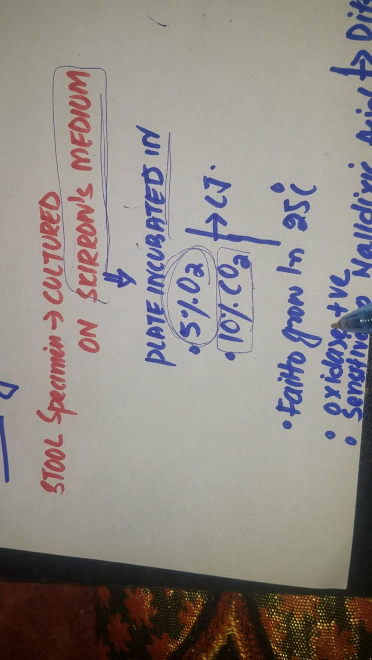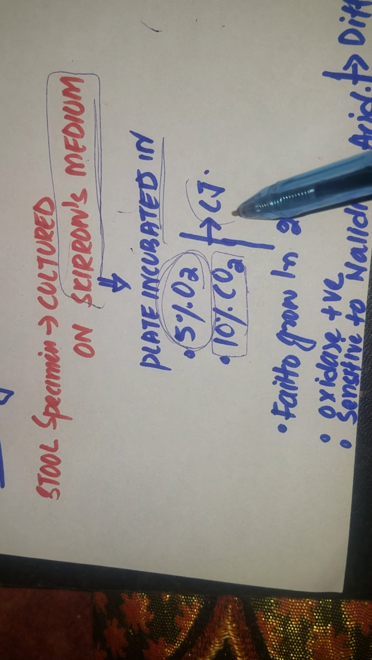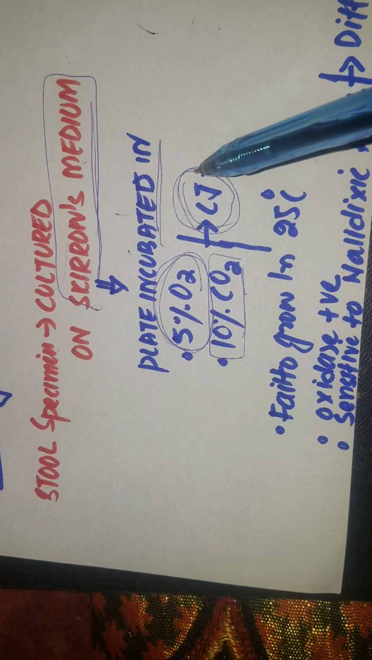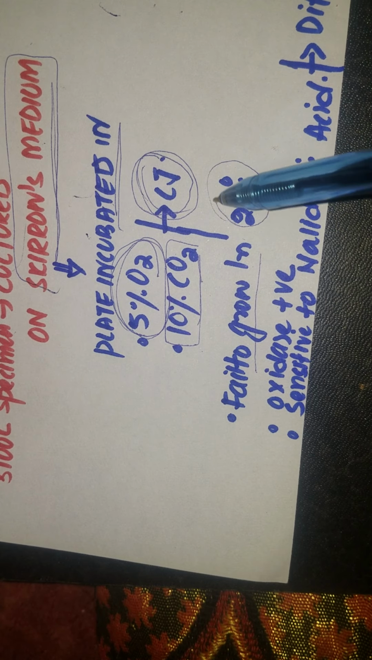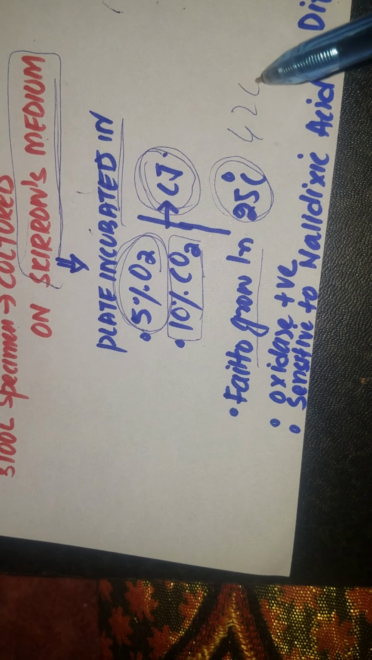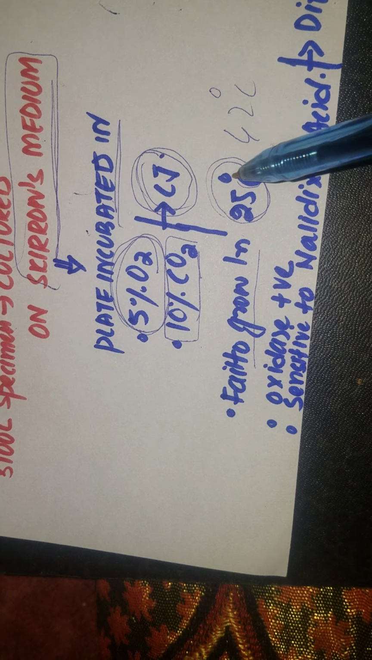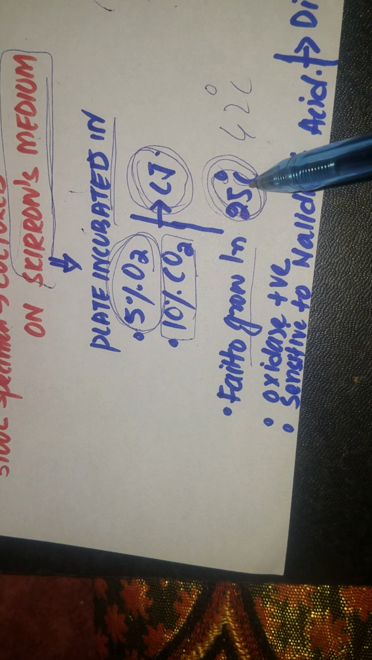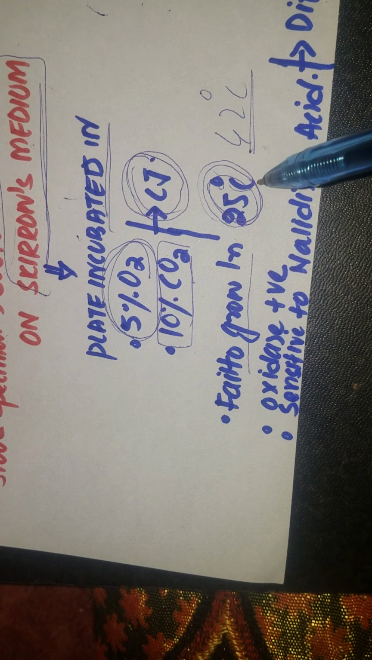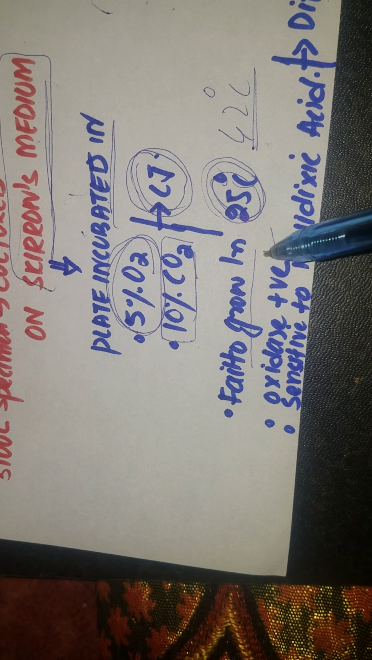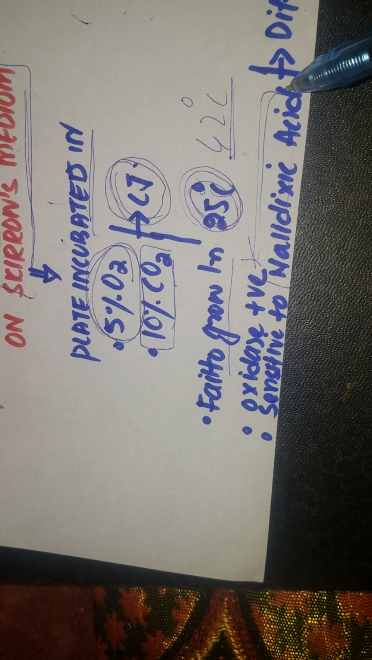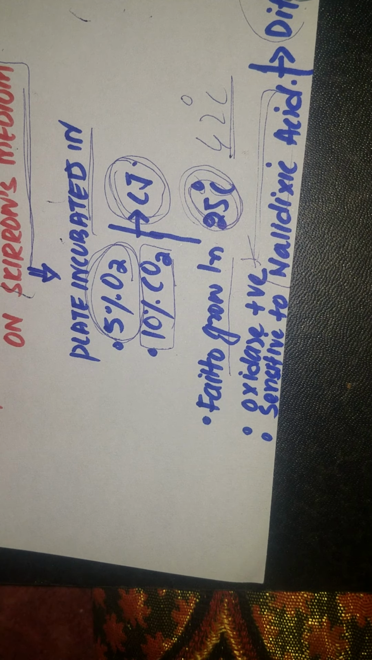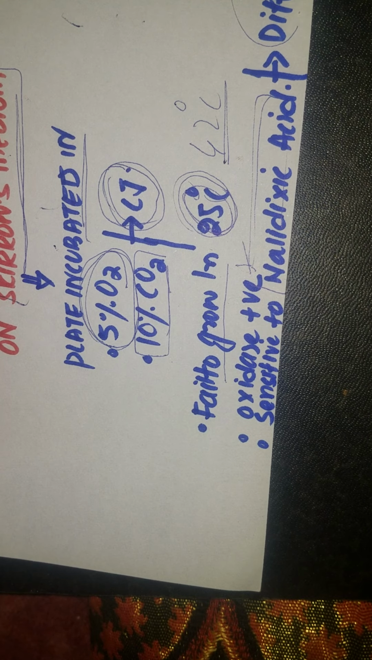The grown organism will be C. jejuni here. The organism will fail to grow at 25 degrees centigrade and will grow at 42 degrees centigrade. The organism is oxidase positive and sensitive to nalidixic acid. Note that only C. jejuni is sensitive to nalidixic acid, and Campylobacter intestinalis is resistant.